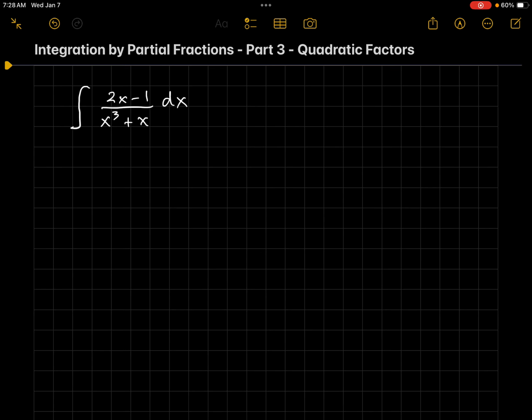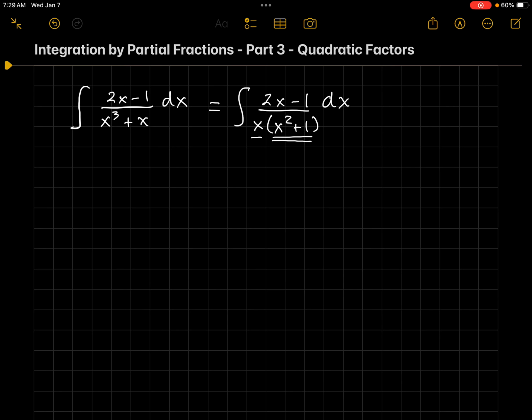Now we know that the denominator is easily factorable, so I will rewrite it in its factored form. I can pull out an x, which leaves me with x squared plus 1. Is this integration by partial fractions? And the answer is yes. We have a linear factor and we have a quadratic factor. That is, we cannot factor that second piece anymore, at least not using real numbers.